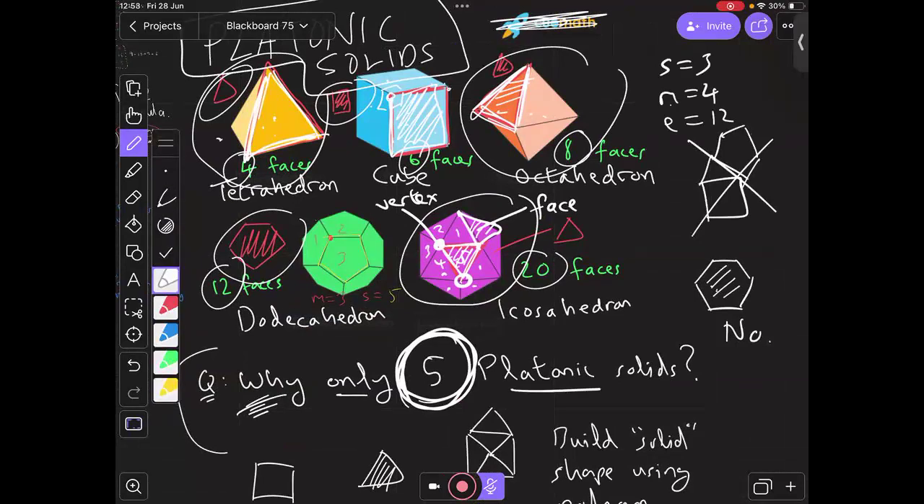S equals 3. Well, how many shapes have 12 edges? Just one. You sure it's just the cube one? The cube has 12 edges, but the cube doesn't have triangular faces. Yep, octahedron, exactly. That has 12 edges, it has triangular faces, and each vertex has 4 faces meeting. So this one is the octahedron. Make sense? Yeah, that makes sense.